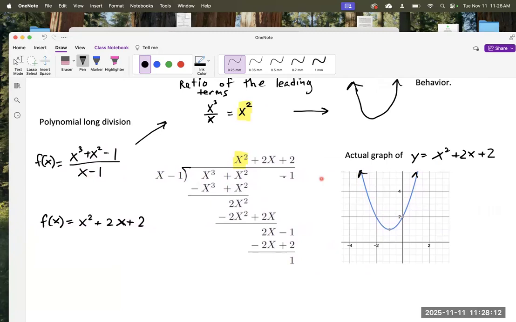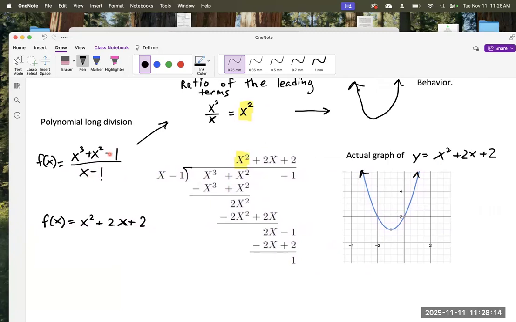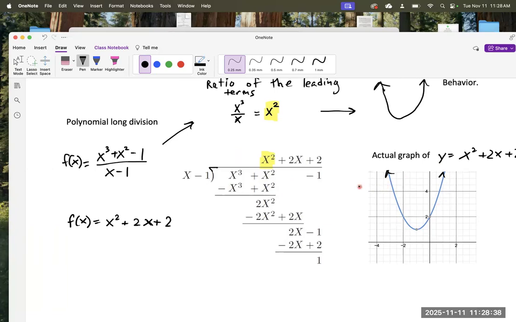So I actually graphed the answer that I got when I divided those two polynomials, and this was the answer. And I noticed that this answer actually is exactly the end behavior of this function. It's just the graph without that crazy vertical asymptote.